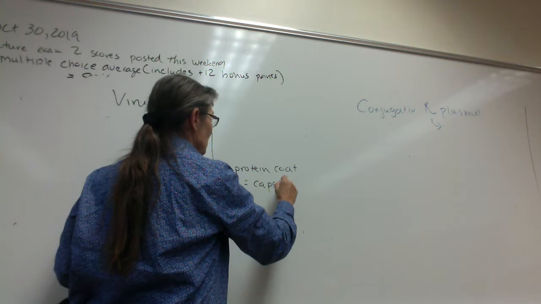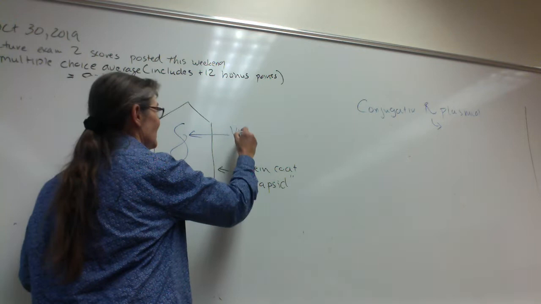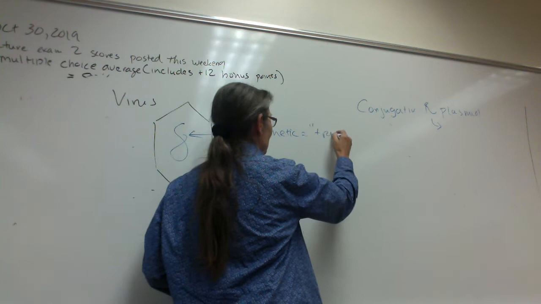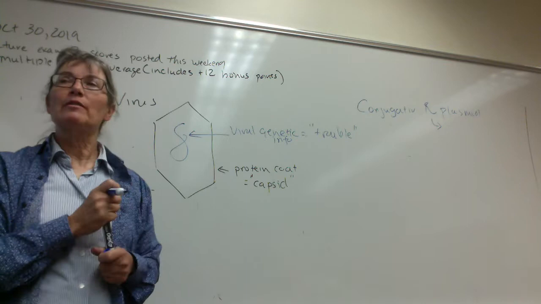Okay, so when he says trouble wrapped in protein, this is the protein wrapper. And the trouble is the viral genetic information. This is the trouble the virologist was talking about. And you guys, viral genetic information, is it always going to be DNA? No. What are the two groups of viruses based on genetic information?